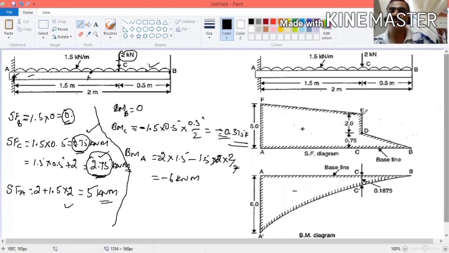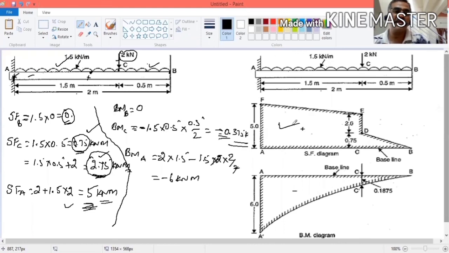Now we know this is 2.75. What is the shear force at the support? At the support it is 5. So 2.75 to 5. How to draw? You have to draw linearly because the load is a uniformly distributed load. If it is a uniformly distributed load, shear force must be drawn linearly. So this is the way how to draw the shear force diagram.